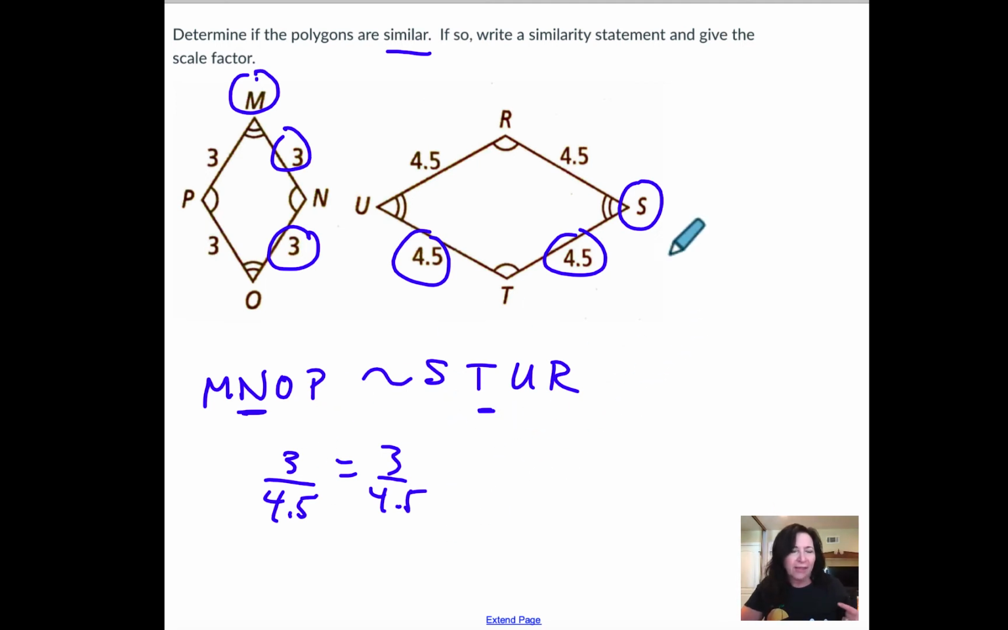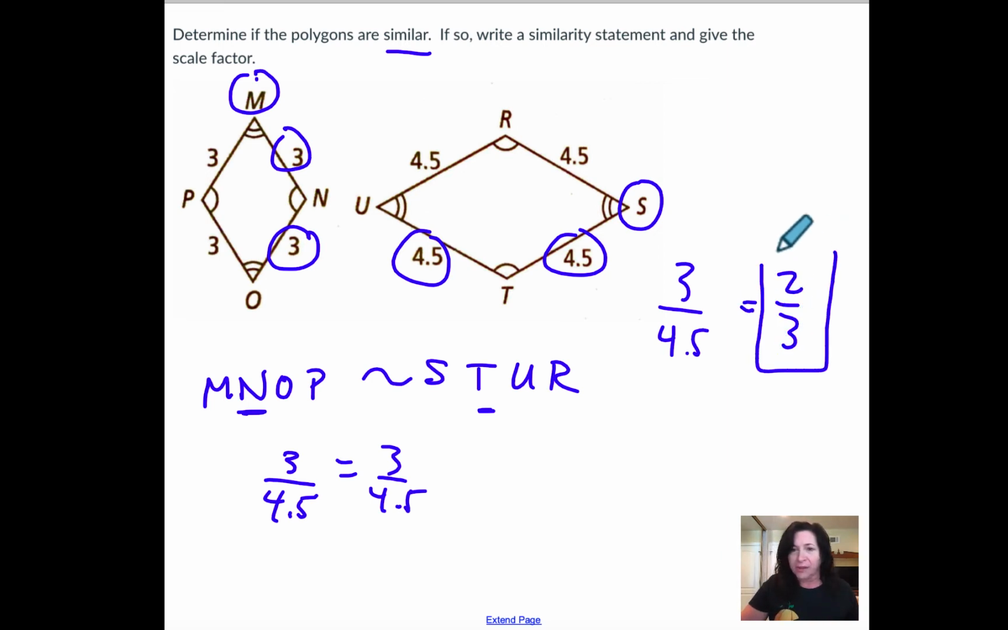Now, in order to find the scale factor, it's just 3 to 4.5. And so you can use your calculator to divide 3 by 4.5, and I get 0.66. However, I'm going to change that into a fraction, and that becomes 2/3 on my calculator. That's my scale factor.